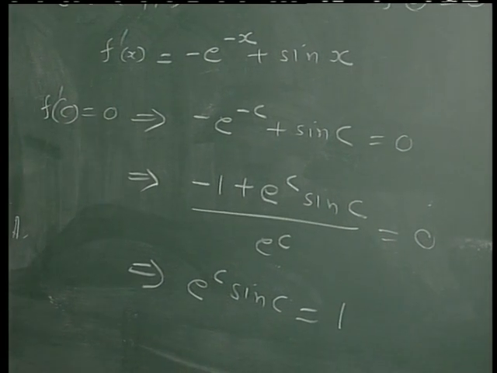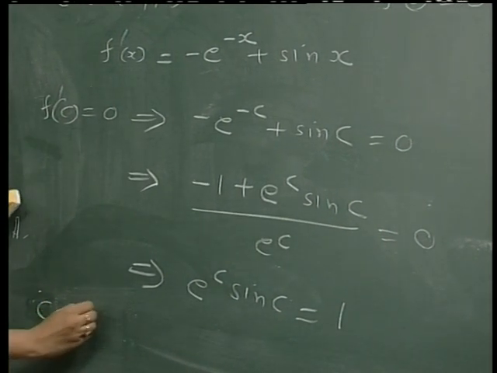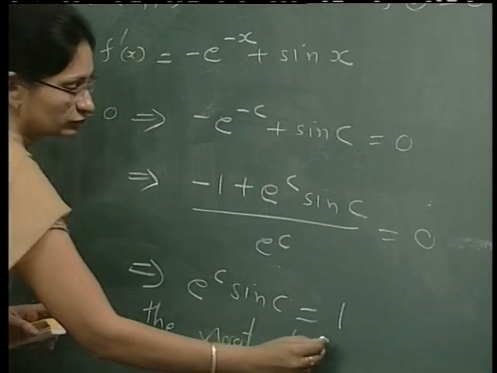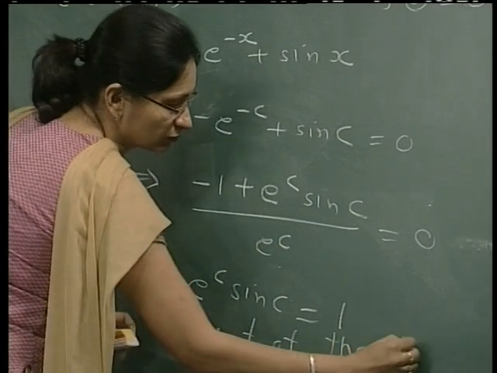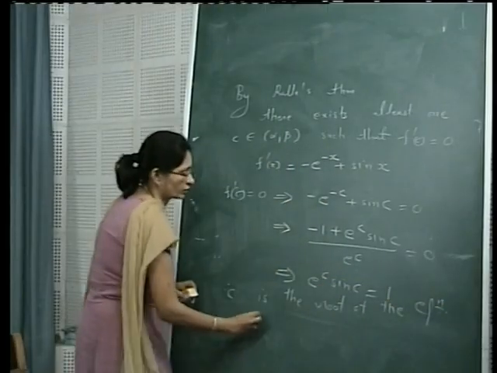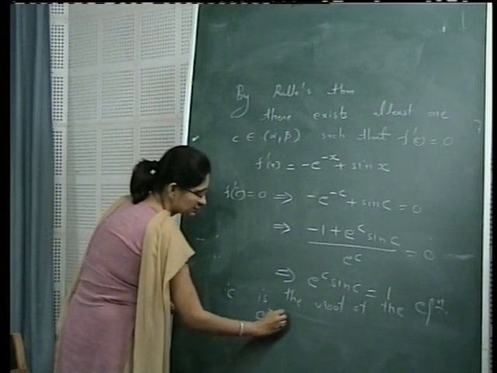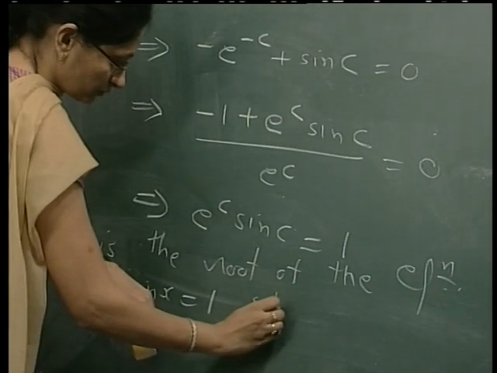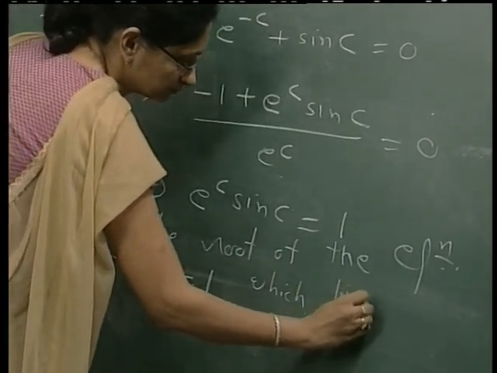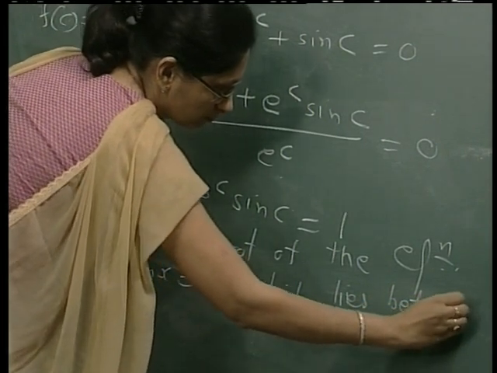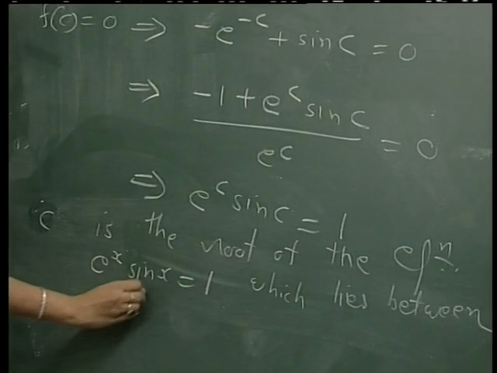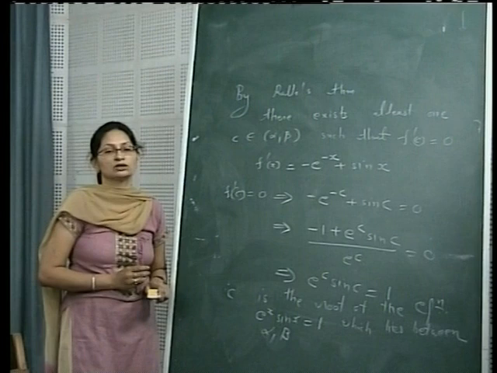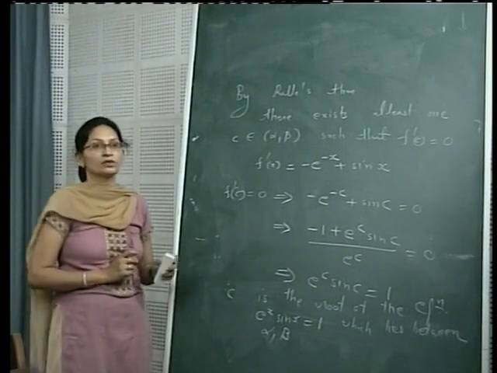And so c is the root of the equation e raised to x sine x is equal to 1, which lies between alpha and beta, which are the roots of the equation e raised to x cos x equal to 1.